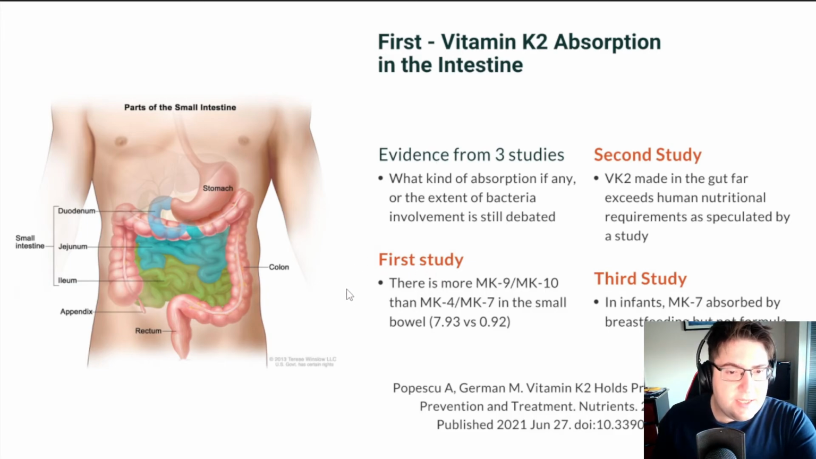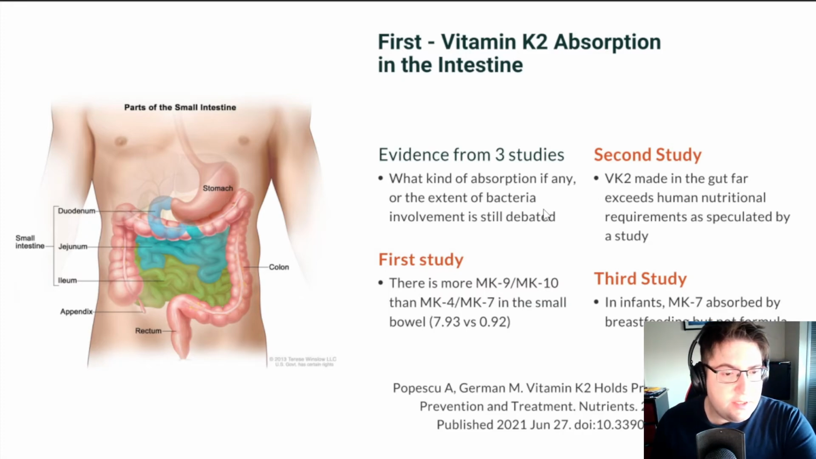The first study found that there are more long-chain MK vitamin K2s than MK4 or MK7 located in the small bowel, which is the small intestine, same thing. They found 7.93 versus 0.92. I'm not sure about the units. There were no units in the study, but if I reference the original study, you'll probably find them. In the second study, the researchers said that the vitamin K2 made in the gut far exceeds human nutritional requirements, and this was speculated by the study.